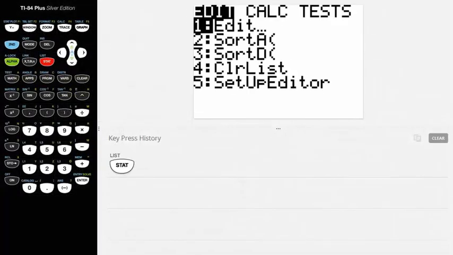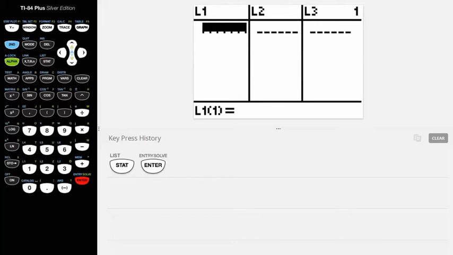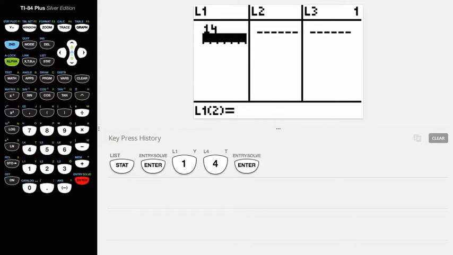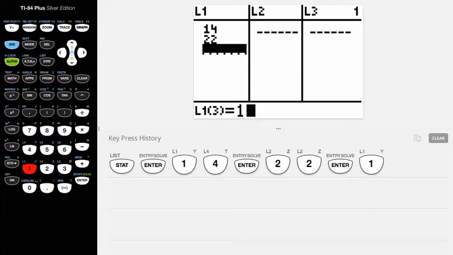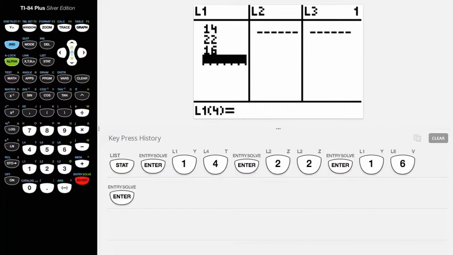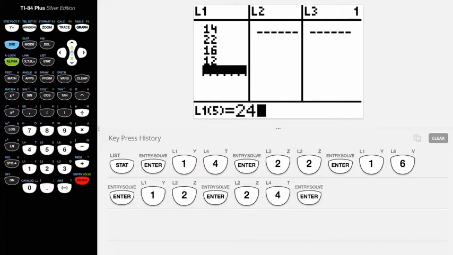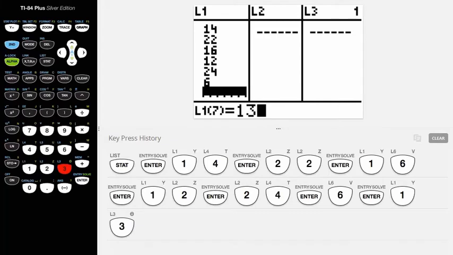Stat, edit menu, 1 edit. Under L1, I want to type population 1: 14, 22, 16, 12, 24, 6, 13.